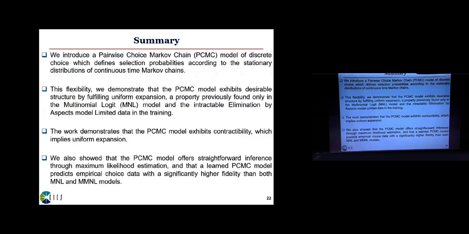For the summary, we introduced a pairwise choice Markov chain model of discrete choice, which defines selection probabilities according to the stationary distribution of continuous time Markov chains. With this flexibility, we demonstrate that the PCMC model exhibits desirable structure by fulfilling uniform expansion, a property previously found only in the MNL and elimination by aspects models. The work demonstrates that the PCMC model exhibits contractibility, which implies uniform expansion.